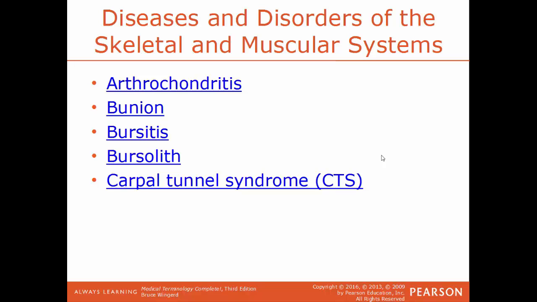The next one, bunion. This is a painful swelling found on the foot, usually on the first joint of the big toe. Bursitis is the inflammation of the bursa, which are small fluid-filled sacs between bones, usually in the knee is a good example. And they're there to help cushion the bones and the tendons and the muscles around that joint. So bursitis is usually common in the knees or in the shoulder or in the elbow or in the hip. Bursilith is where you have a stone that forms within the bursa. Lith is a reference to stone.